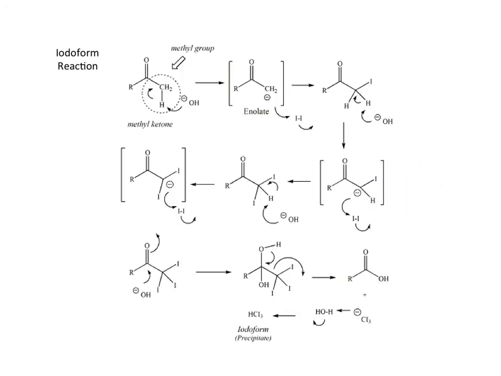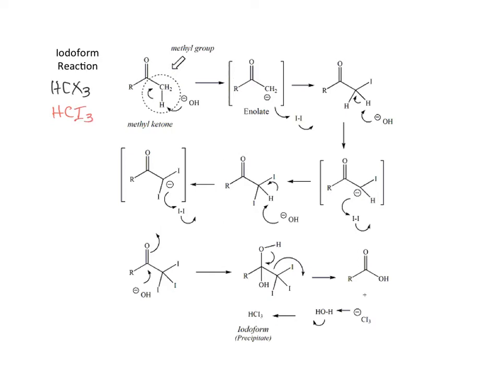Our next reaction is the iodoform reaction. Right? Remember, the haloforms have formulas of one hydrogen, one carbon, and three halogens. So they are the trihalomethanes. So in this case, iodoform is the triiodomethane.